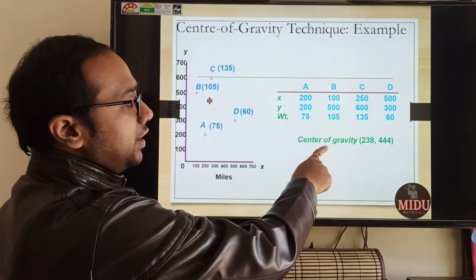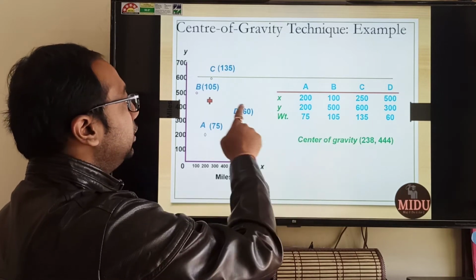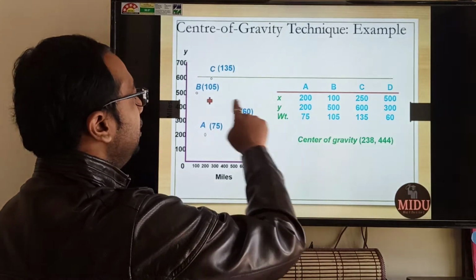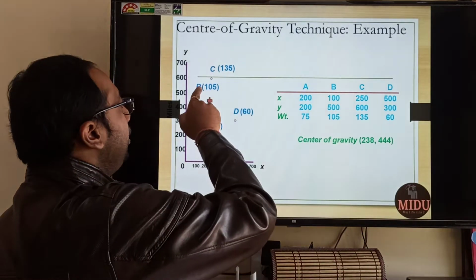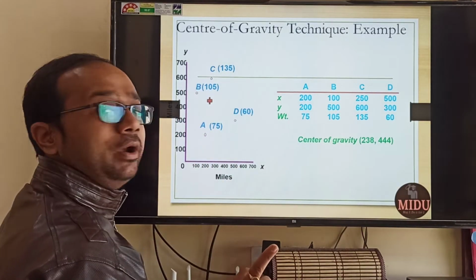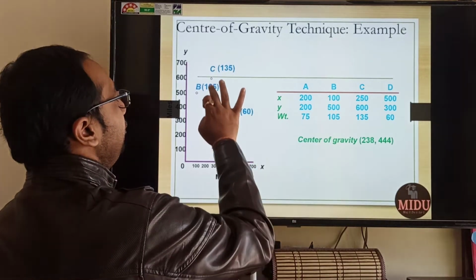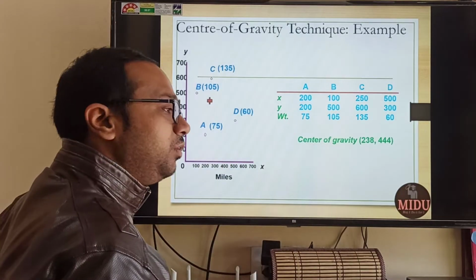Then we calculated the center of gravity, that came out to be 238 and 444, which is located over here. Now we will see which is nearest. So we can see point B is the nearest. So first choice should be point B. If that is not feasible, then we go for next point, which is C. So on and so forth.